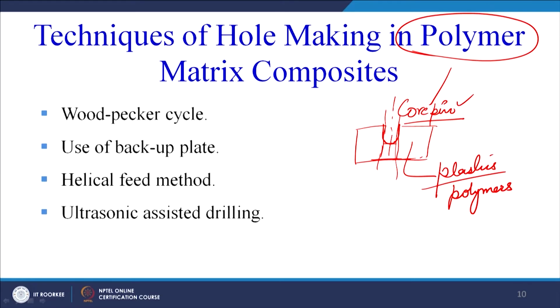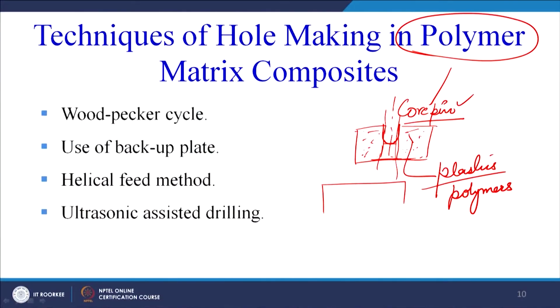But when we talk about polymer matrix composites, there will be fibers along with the polymer, which makes the process even more difficult. Also, in polymer matrix composites, many times we make them in the form of layers. So let us take an example. This is a layered composite. We are seeing only one view of this. Suppose now we want to make a hole in this laminate.